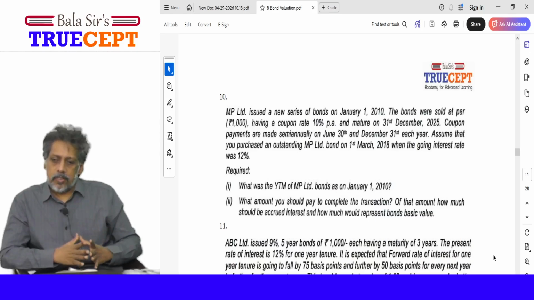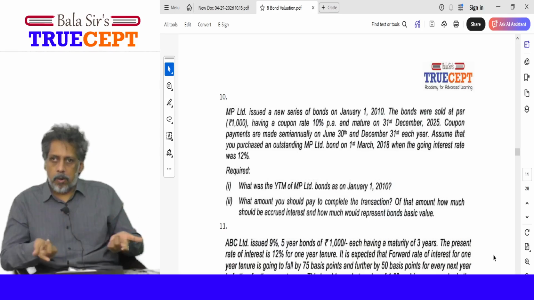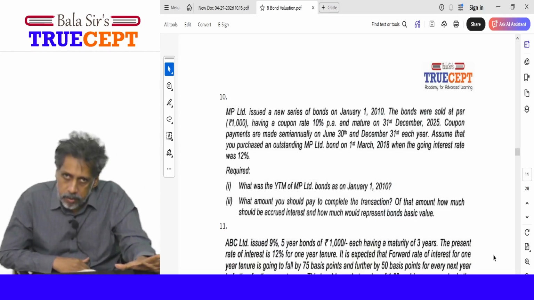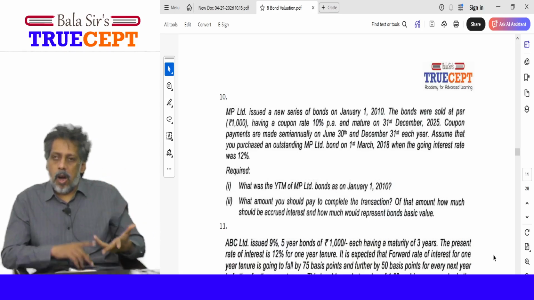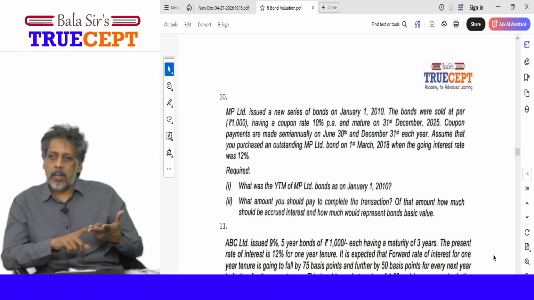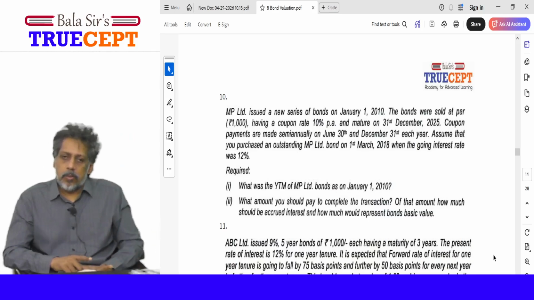Next. Assume that you purchased an outstanding MP Limited bond on 1st March 2018. Point to note: you are going to purchase a bond, let us say from me, I'm a bondholder already holding bonds in this company, and you're going to buy the bonds in MP Limited from me on 1st March 2018, when the going interest rate was 12%. That means that is supposed to be the market rate of interest, or the yield to maturity, YTM, as on 1st March 2018.